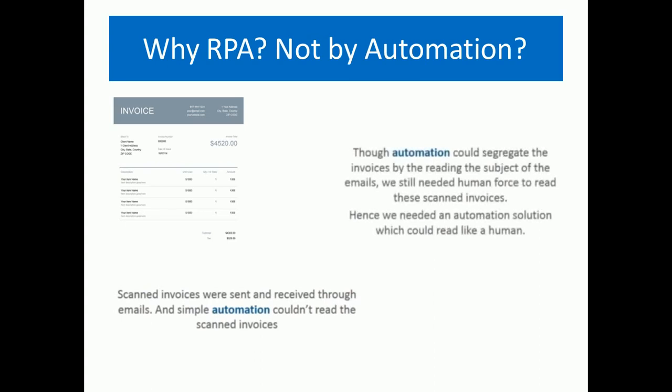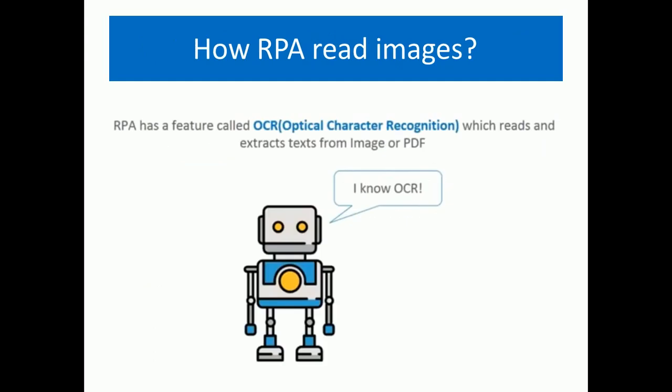So with RPA, how can the data in these images be extracted? This extraction can be done using OCR, optical character recognition, which reads and extracts the text from an image or a PDF file. There are different types of OCR, which we are going to see in detail later on. So this is about RPA. Okay team, so thank you for watching.